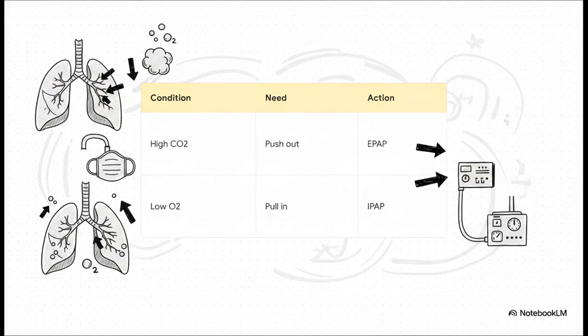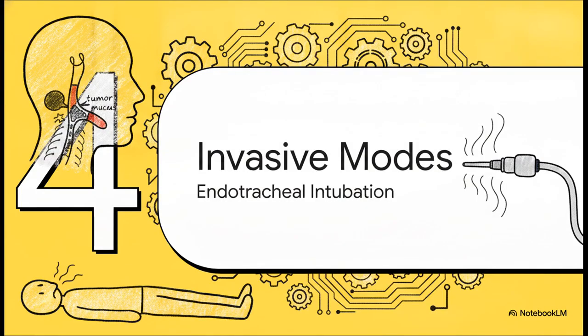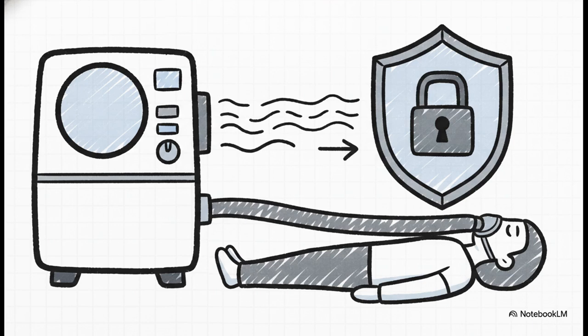In that case, you would crank up the IPAP, the inspiratory pressure, to help force oxygen into the lungs when they inhale. Section 4. Invasive ventilator modes, endotracheal intubation. But what happens when the airway is physically blocked, maybe by a tumor or heavy secretions, or the patient is comatose and completely unable to breathe at all? Well, that's when we escalate to invasive ventilation, which requires intubating the patient with an endotracheal tube. Once the patient is intubated, we have a few specific modes to choose from.